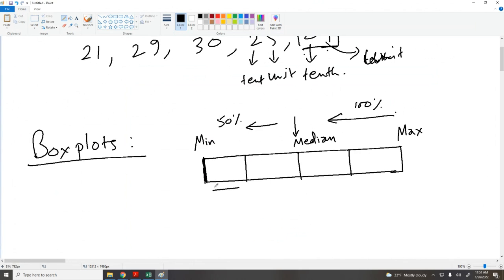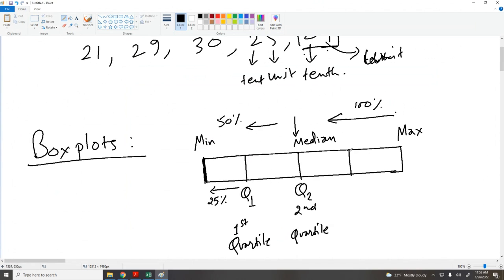Now here you can see that below this point, 25% of the data lies. This point is known as the first quartile, which we will represent as Q1. Below the first quartile, 25% of the data will lie. Then there is the median, which we will say is Q2. Below Q2, 50% of the data will lie. We will say this is the second quartile.